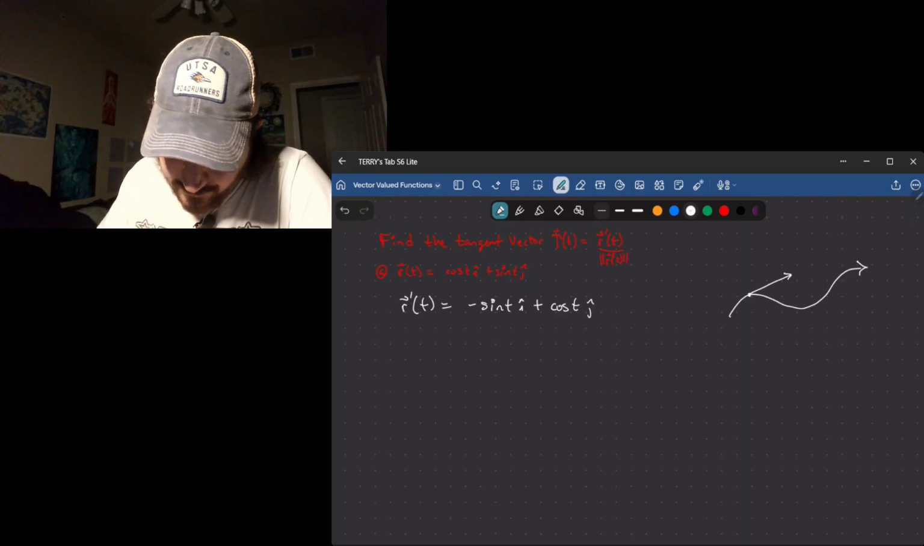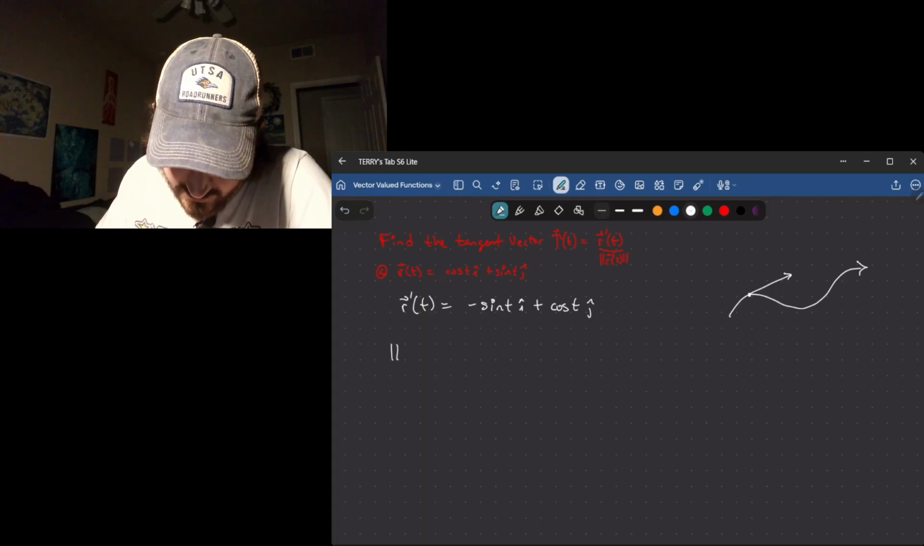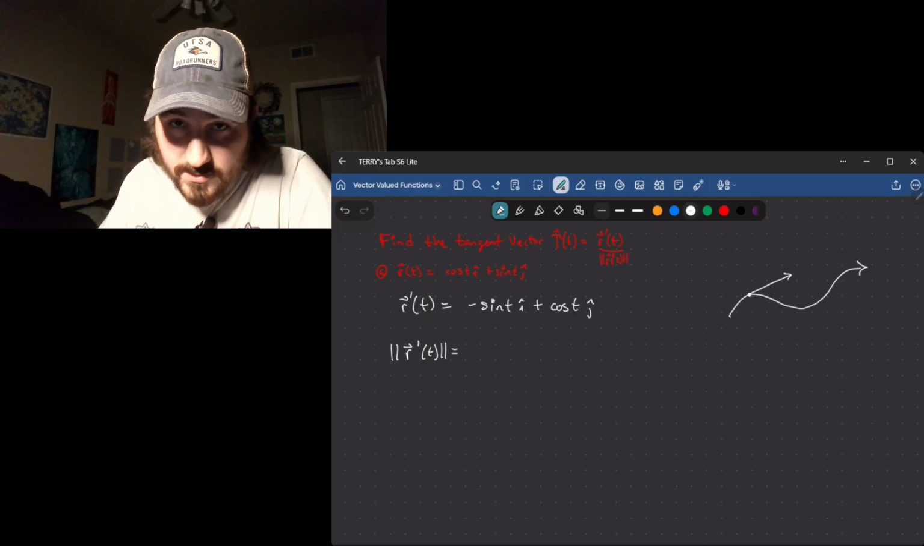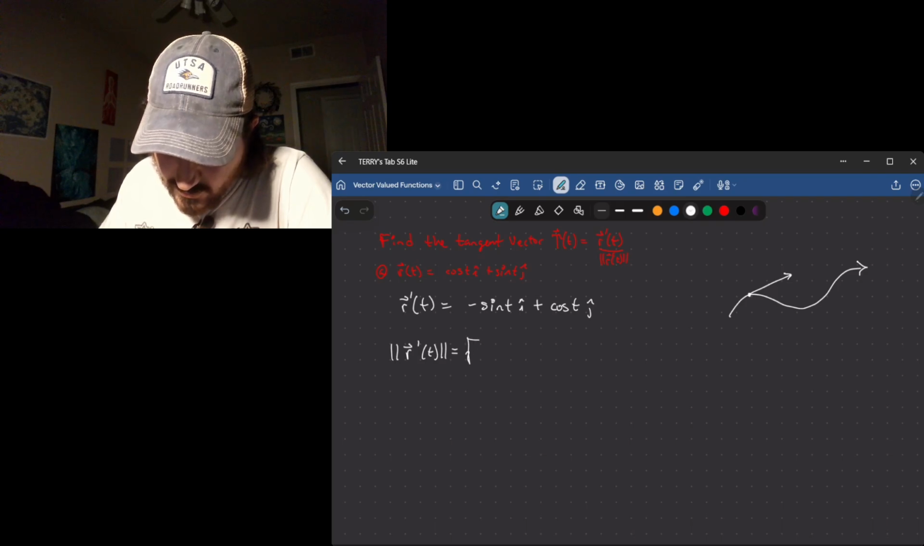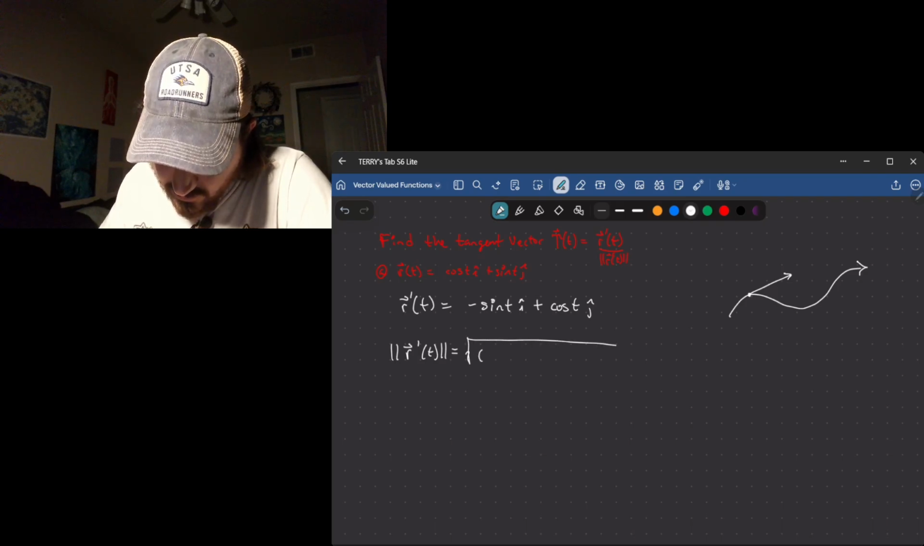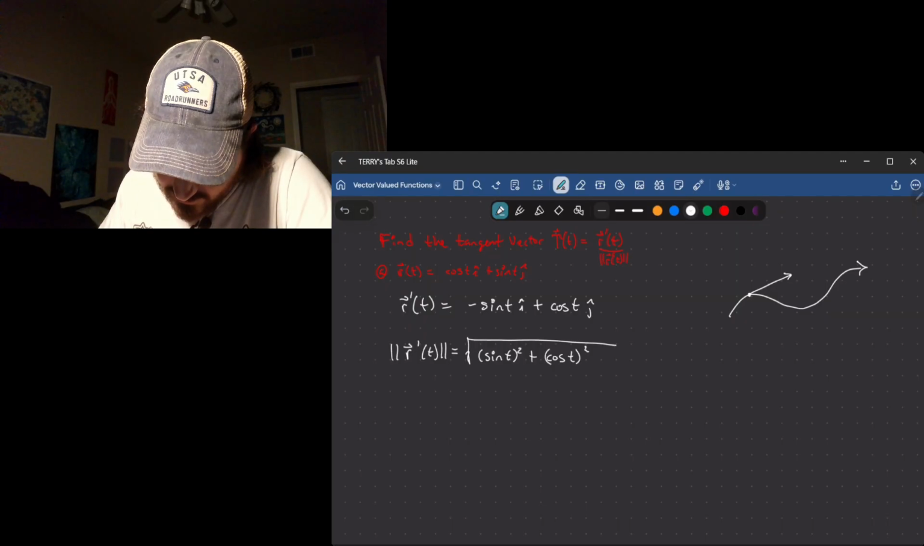That doesn't change. Now, flashback to a couple videos ago where we took the magnitude of just any vector. It works the same here. So we're going to take the square root of the square of every component added together. Technically, there should be a negative here, sorry.